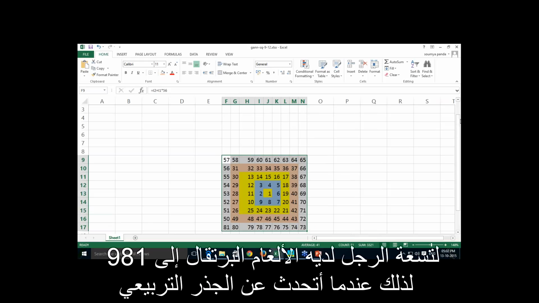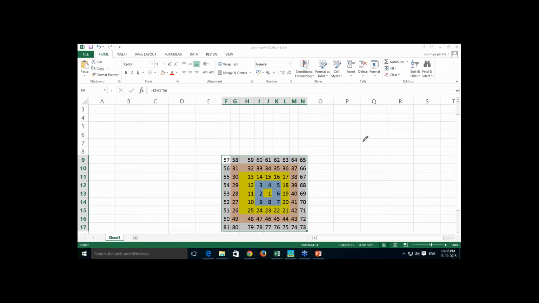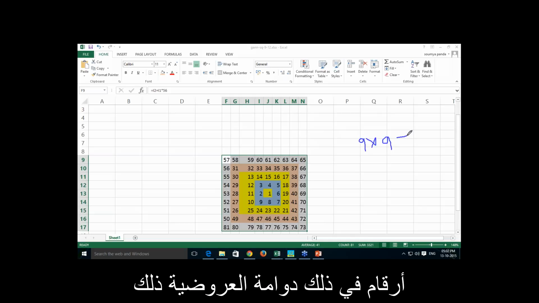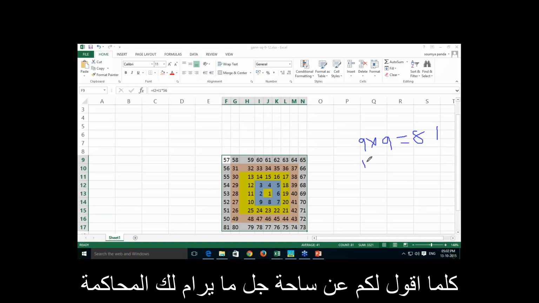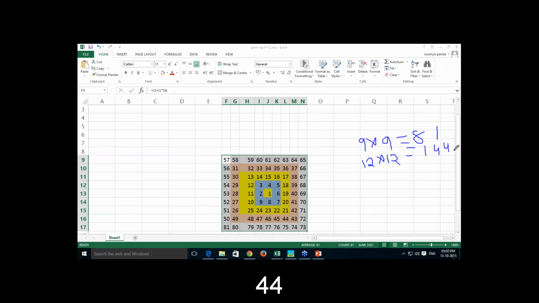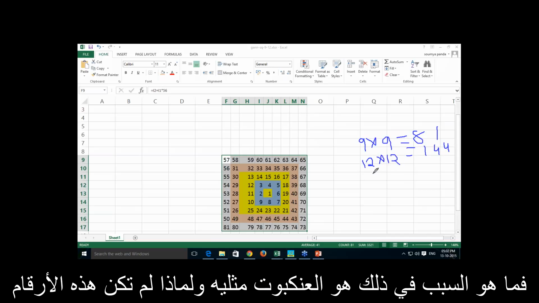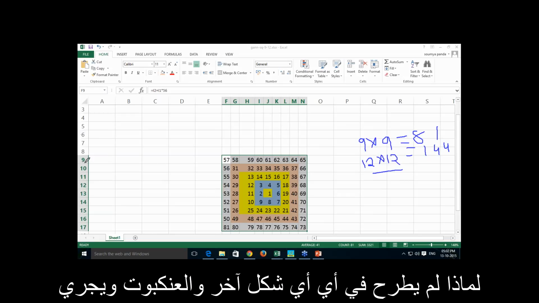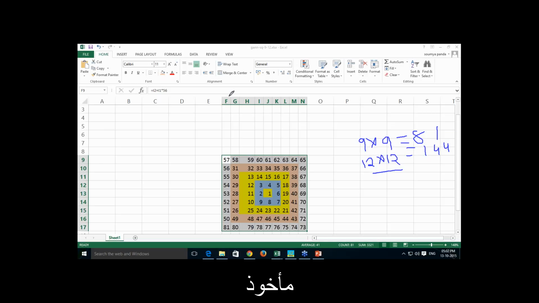When I talk about the square of 9, it means he has arranged 9 into 9, 81 numbers in a geometrical spiral. Whenever I tell you about the square of 12, it is 12 into 12, so 144 numbers are arranged in the geometrical spiral. So why is this spiral being taken? Why are these numbers not being arranged in a line? Why have they not been arranged in any other format? Why is a spiral taken?